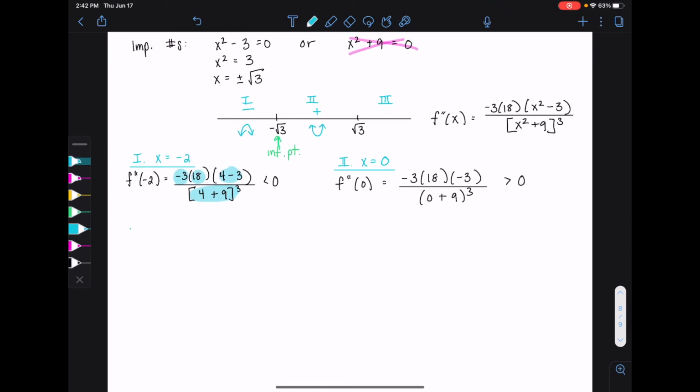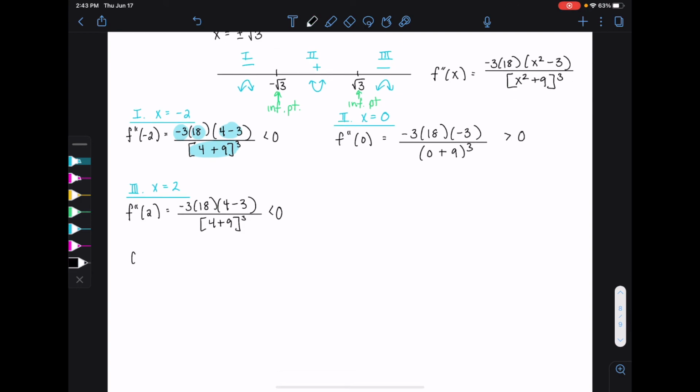I've got one last interval to test, and I will pick positive 2. Plugging that into our second derivative will be negative 3 times 18. 2 squared is 4 minus 3. In the bottom, we'll get 4 plus 9 cubed again. So I really get the same thing. This thing is going to be overall negative. And so we are concave down on this interval, and x equals root 3 is also going to correspond to an inflection point.